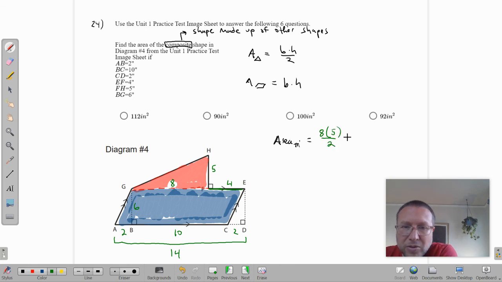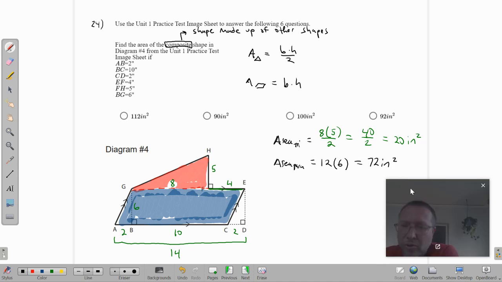All right, so the base is 8 times the height, which is 5, and then that's divided by 2. So we get 40 divided by 2, which would be 20. So this would be 20 inches squared. Now we just need to figure out the area of the parallelogram. The base of the parallelogram, as we just mentioned, is 2 plus 10. So the base is 12 times the height, which is 6. So that would be 72 inches squared.